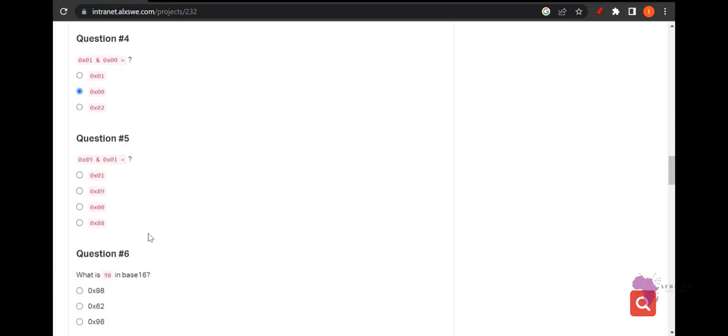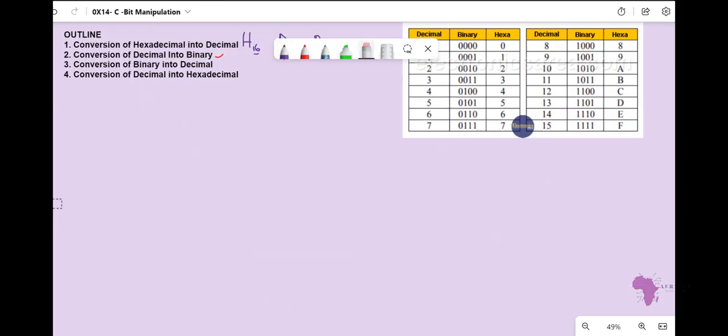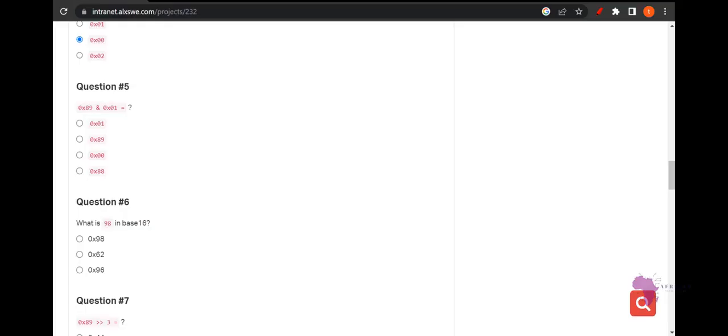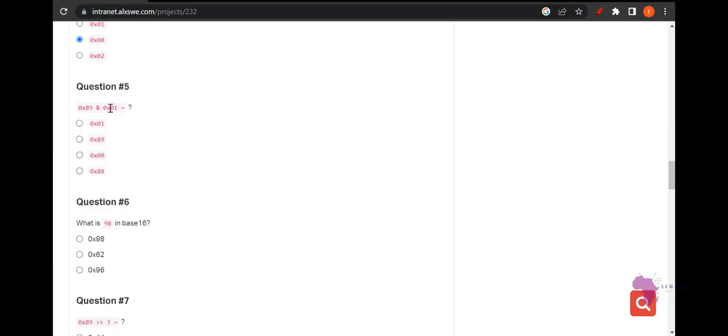Let's get to number 5. Number 5 is 0x89 and then 0x81. So we say that number 5 we have something like this as 0x89, and then AND. Is it AND? Let me check. It's AND. Yes, it's AND. So AND something like this, and 0x01. Yes, like that.